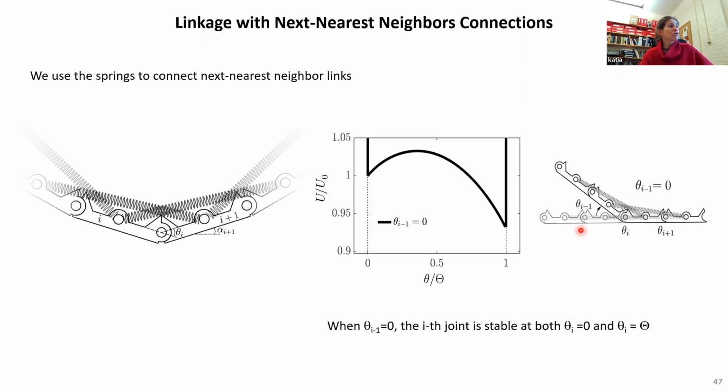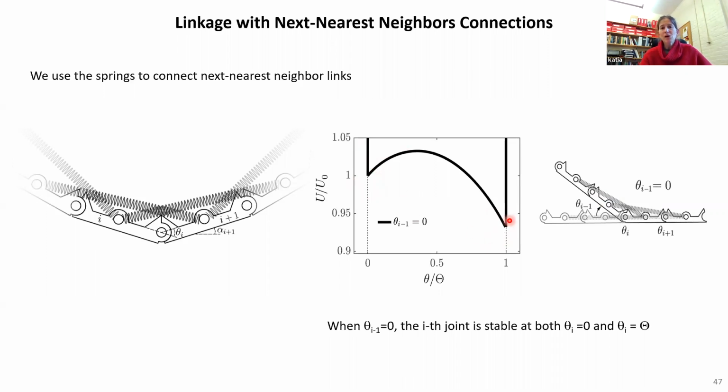So now let's focus on joint I. And here is the energy. I'm plotting the energy when joint I minus 1 is flat, so when theta I minus 1 is equal to 0. And we see there are clearly two minima. So we see that joint I is stable both in the flat configuration and the snapped configuration.